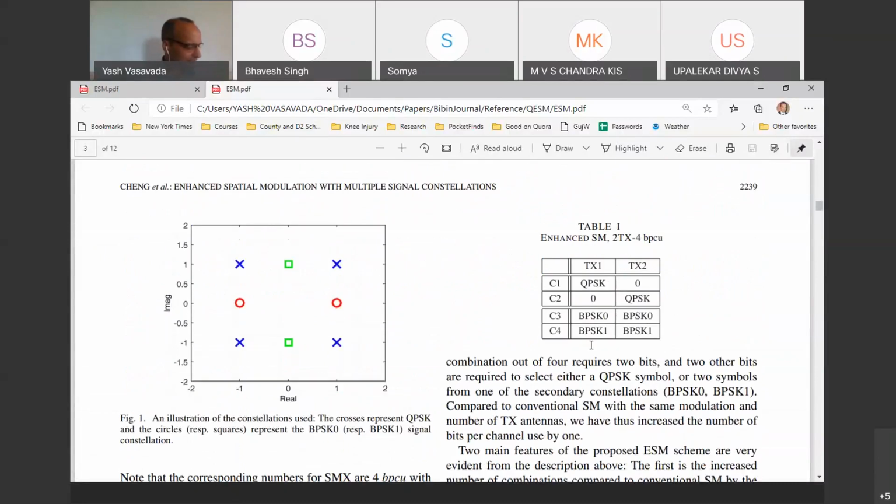Now I will put this paper on our Google Classroom. What I want you to understand is that this idea of enhancing the SM says: what if I have two antennas at the transmitter, transmit antenna 1 and transmit antenna 2. In the conventional SM, I'm selecting only one antenna. If I select the first antenna, then I'll put one of the 4 QPSK symbols on TX1. Whereas if I select the second antenna, I will put one of the 4 QPSK symbols on TX2. So in the conventional SM, I will have only those first 2 rows.